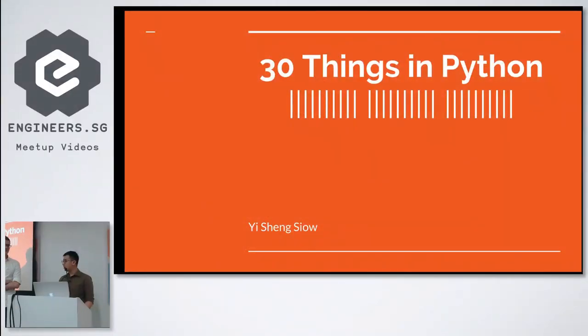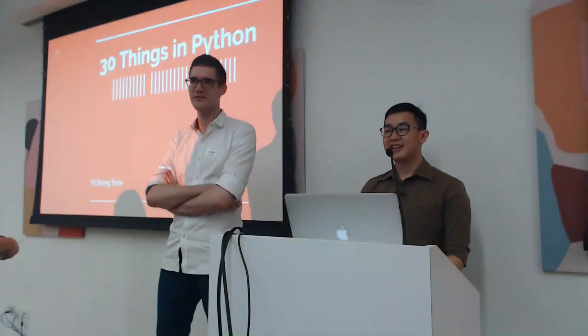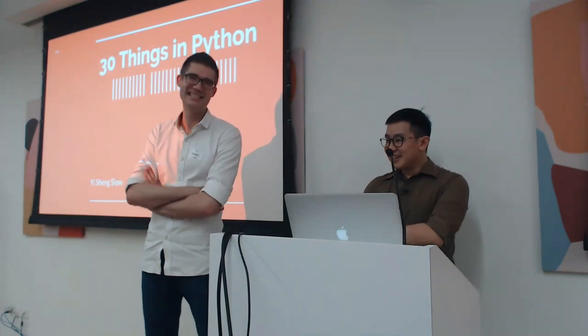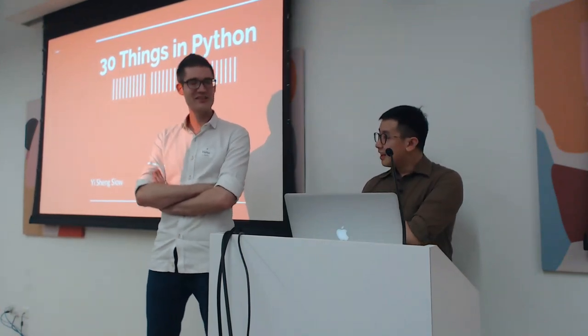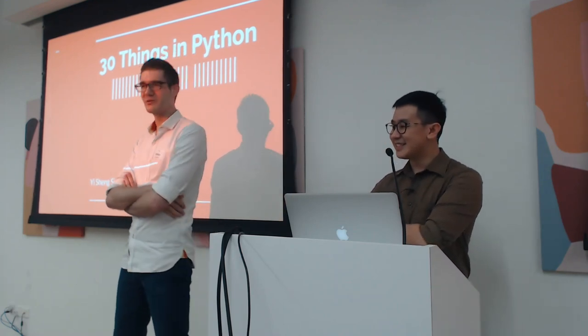Giving his third talk today. So I think he gets the crown for most talks at Python User Group meetups this whole year, maybe even in the history of Python User Group meetups. So he's going to show us 30 things that we can do with Python. So let's have a round of applause for Sheng and see what we can do.